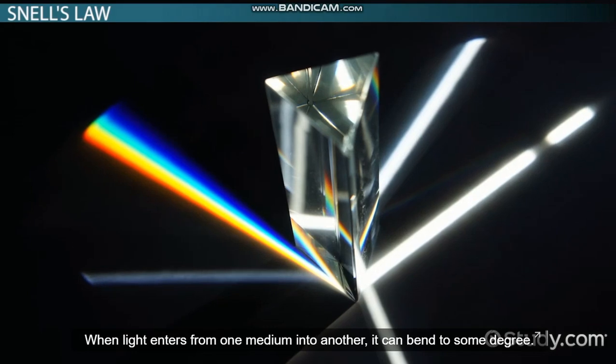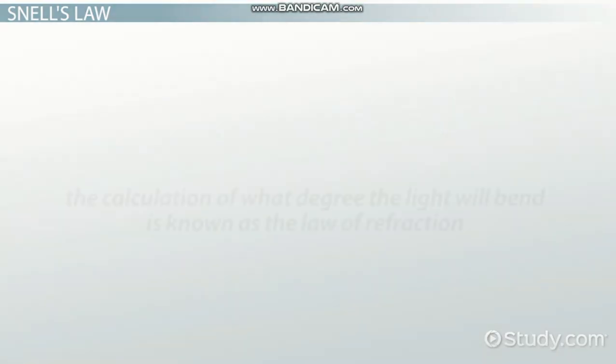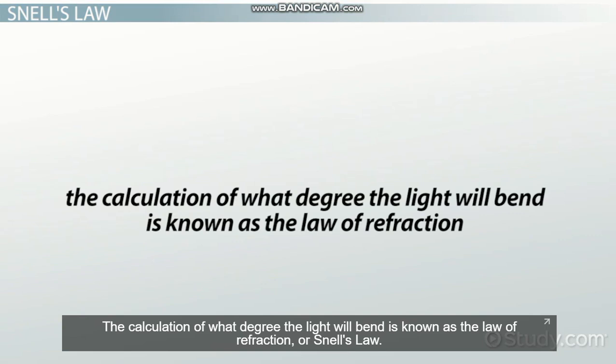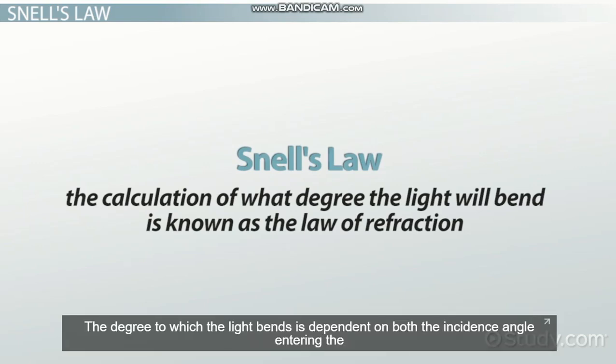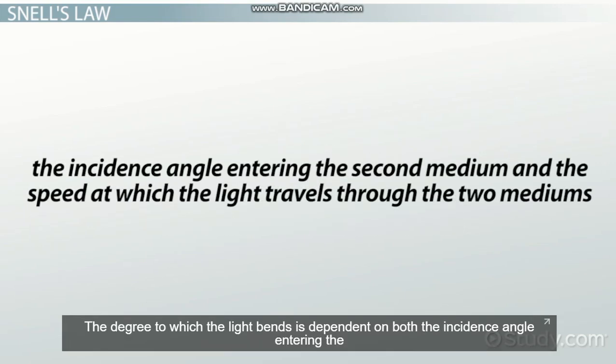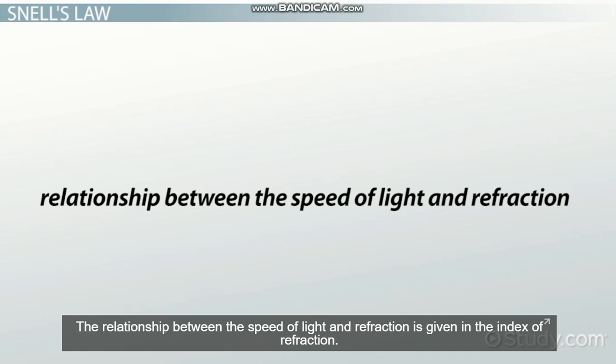When light enters from one medium into another, it can bend to some degree. The calculation of what degree the light will bend is known as the law of refraction, or Snell's law. The degree to which the light bends is dependent on both the incidence angle entering the second medium and the speed at which the light travels through the two mediums. The relationship between the speed of light and refraction is given in the index of refraction.